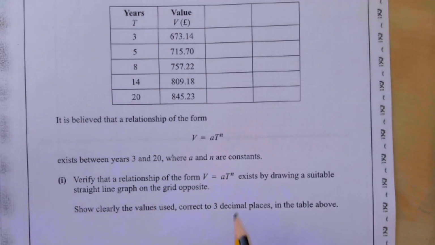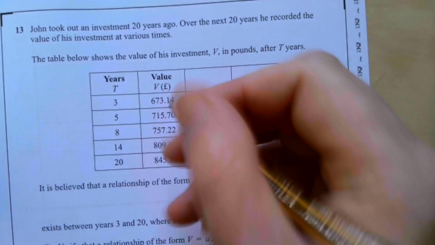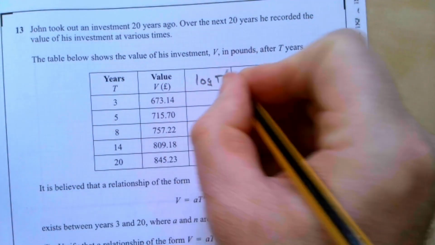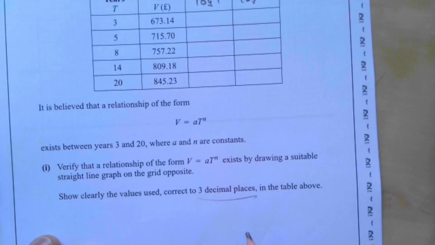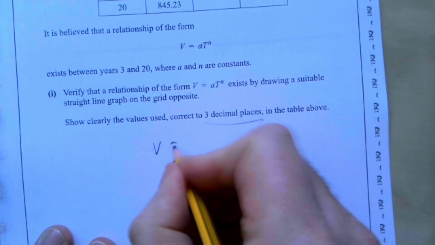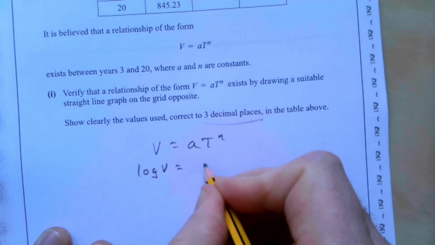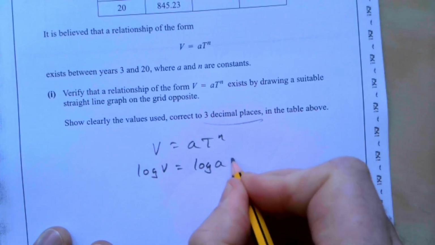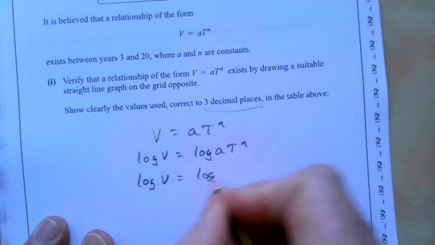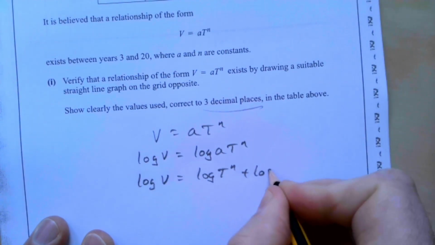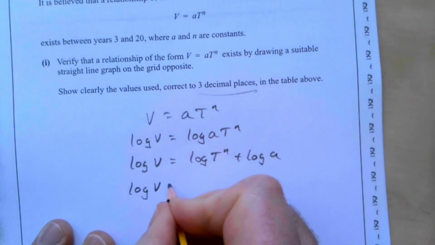So clearly the values used are correct to 3 decimal places in the table above. So we're going to have to do log t here, and then log v here. Taking our v equals a t to the n, taking logs of both sides, we have log v equals log a t to the n. That means log v equals n log t plus log a. I've rearranged there, I hope that's okay. Hopefully you're reasonably used to these.